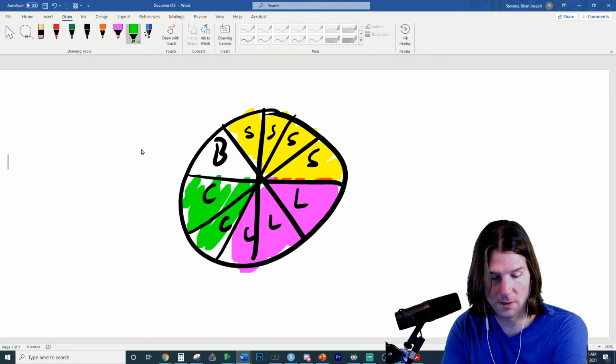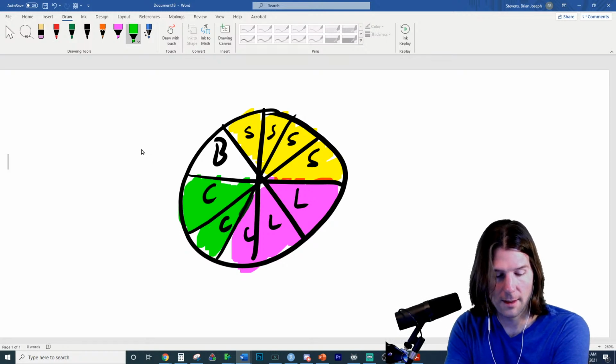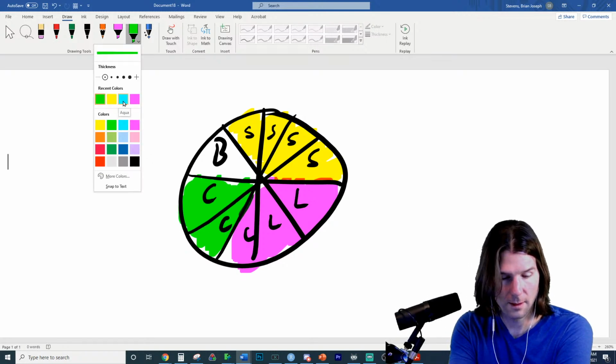Here's the cherries. And here's the bells.